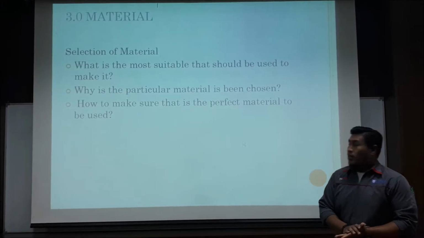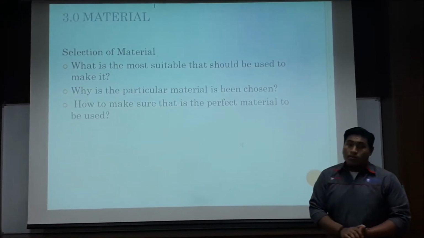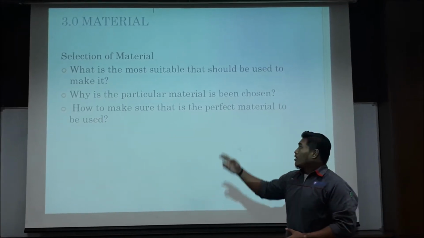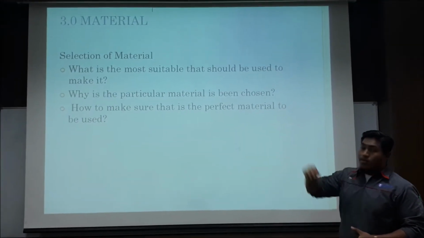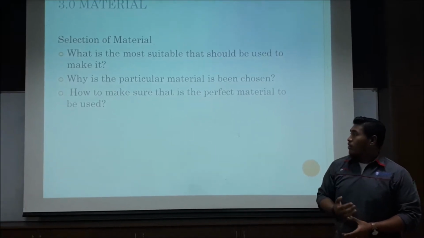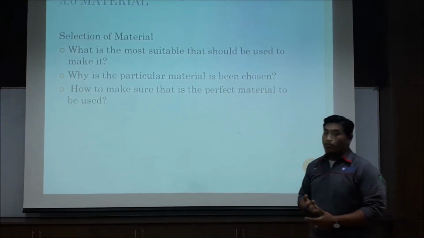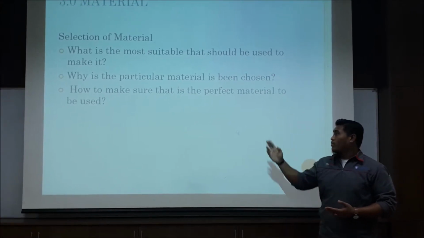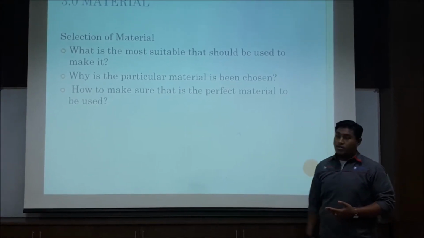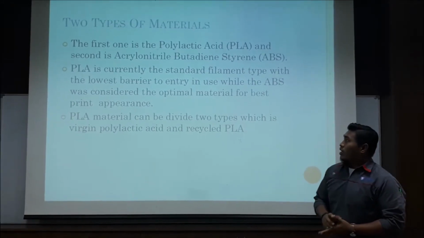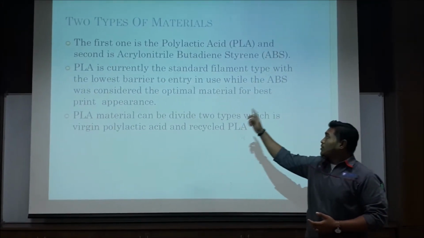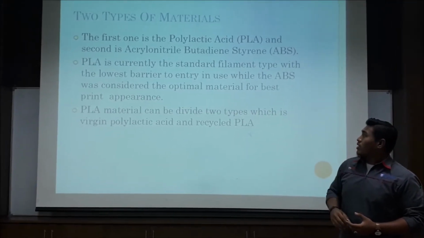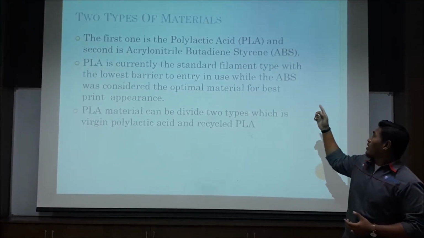Okay, for my part, 3.0 material selection. What is the most suitable material that should be used for the smartphone case or any custom smartphone accessory? What particular material is being chosen? How do we make sure it is the perfect material to be used? There are two types of material. The first one is polylactic acid, PLA, and the second is acrylonitrile butadiene styrene, ABS.